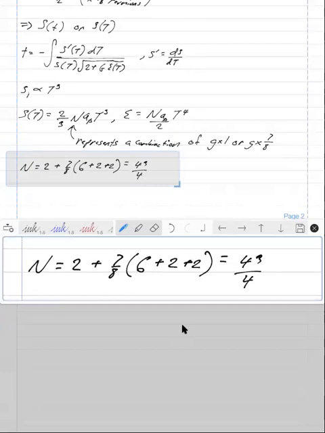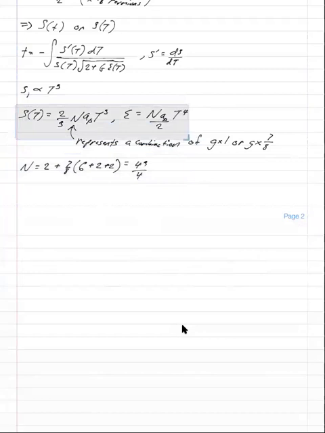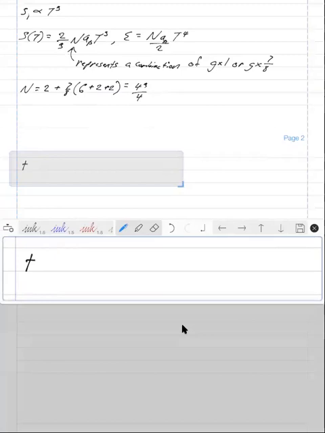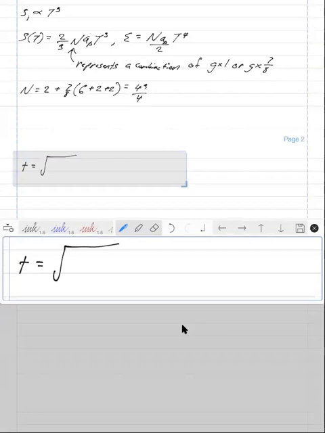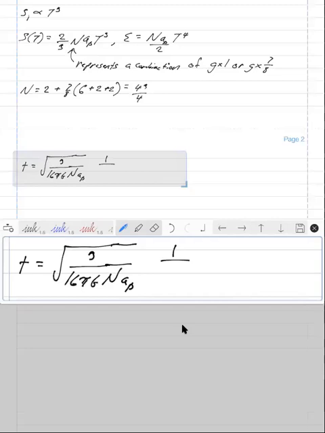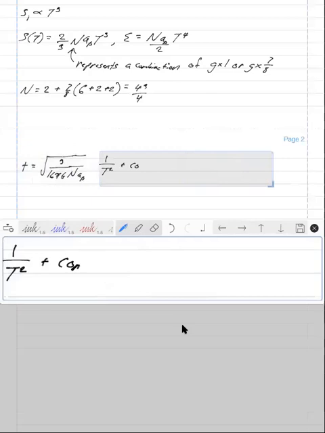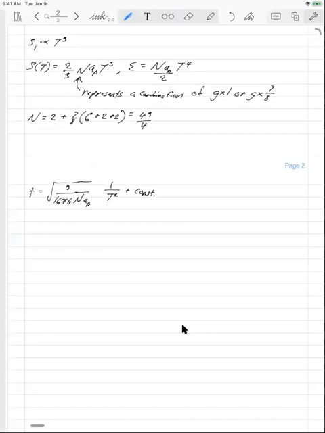Okay. So once we plug this in here, we can rewrite this time. In other words, all I'm doing is I'm going to take these expressions, plug them in here, and rewrite this in terms of temperature. And if we evaluate this, then time is equal to the square root of 3 over 16 pi G N a b, times 1 over temperature squared, plus some constant of integration. And so these are the two forms that Weinberg presents. And I just wanted to present to you where this comes from.